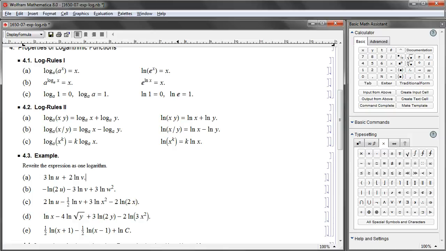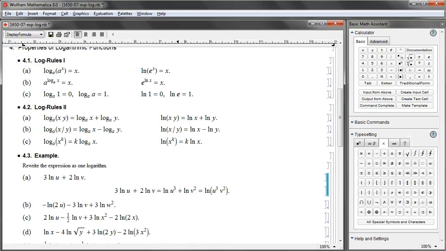Let's go with the easiest example. This 3 goes up to the exponent. This 2 goes up to the exponent. So we just use rule number 3, log rule c, and then apply a. There's no subtraction, so just apply a. Sum of logarithm becomes product inside that logarithm.